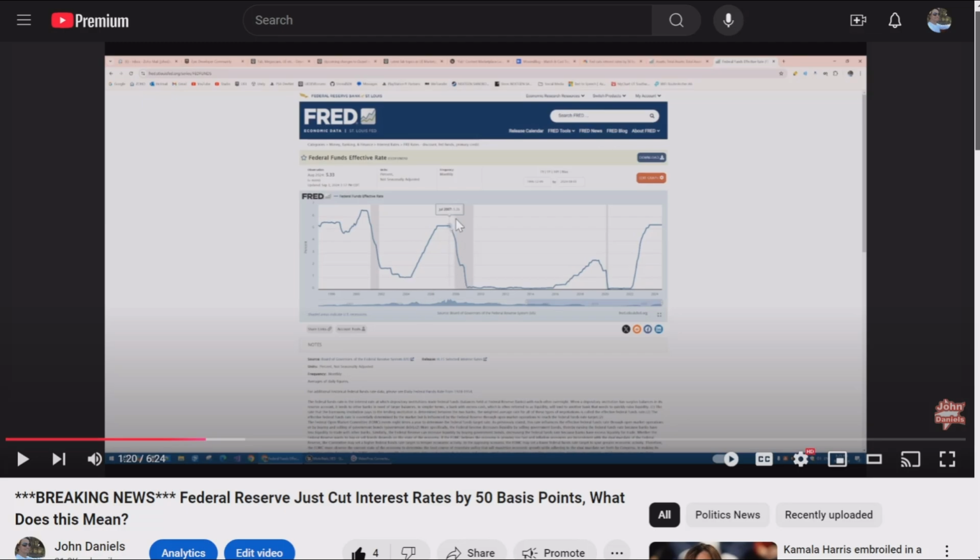In 2007, here's the recession, the bar. The Federal Reserve raised the Fed funds rate, which influences the interest rate, to 5.5% and held it for a year. And then they started cutting rates into the recession.